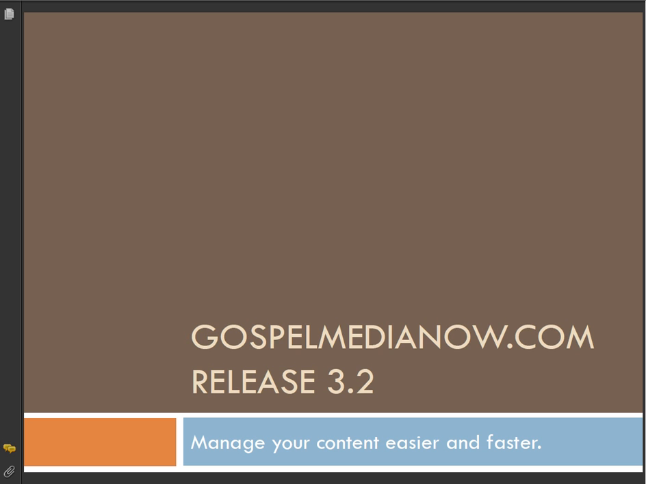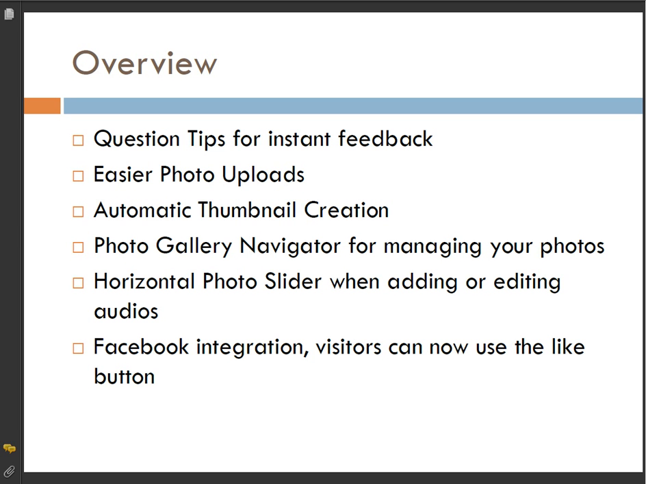Today we're going to be covering the recent changes to GMN, which has features mainly focused on publishers to help them manage their content easier and faster. We'll be talking about question tips, which are visual indicators on the screen indicating that there's additional information the user may need to know, such as requirements, data that may be required, or certain values that are expected. This helps the user navigate through the editors a little bit more easily.